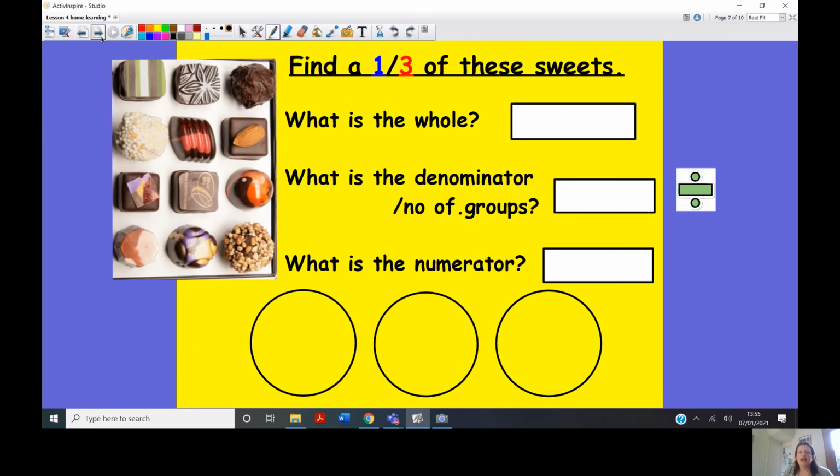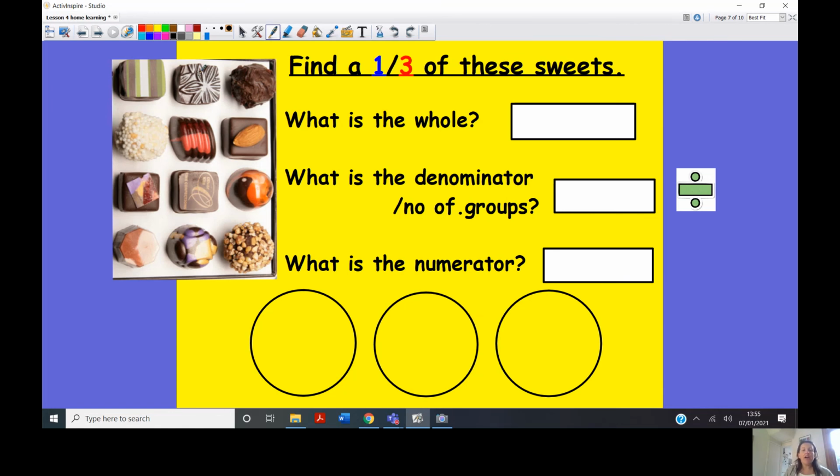So, lovely chocolates. I received some delicious chocolates for Christmas from some of you. Thank you very much. So we're now going to be looking at this example. I want to find 1/3 of these sweets. 1/3 of these sweets are for me, 1/3 for Miss Chowdhury, and 1/3 for Miss Williams, because I like sharing, unlike Percy.